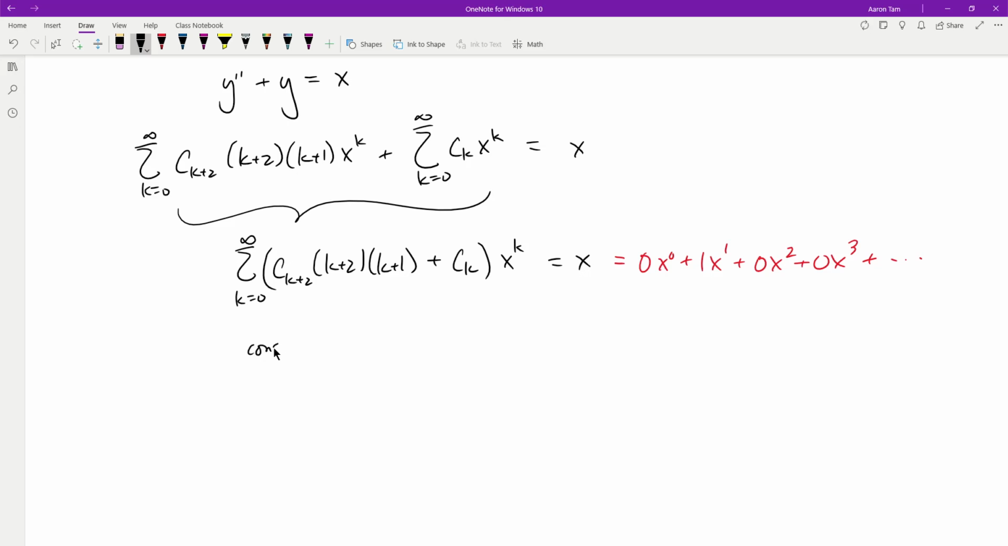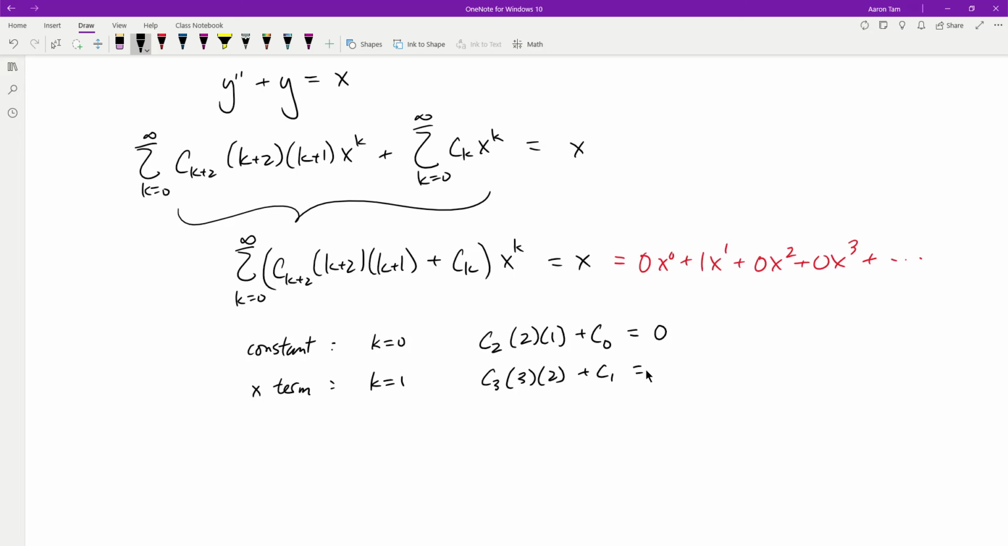Just like what we did before, we're going to deal with the constant term. That will be k equal to 0, because that will give me x to the 0 power. Therefore, on the left-hand side, I will have c sub 2 times 2 times 1 plus c sub 0, and that should equal the coefficient for the constant term on the other side, the x to the 0 term, which is 0. The next one is the x term, which is when k equal to 1. That will give me c sub 3 times 3 times 2 plus c sub 1.